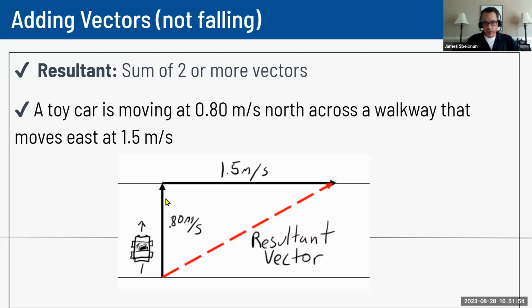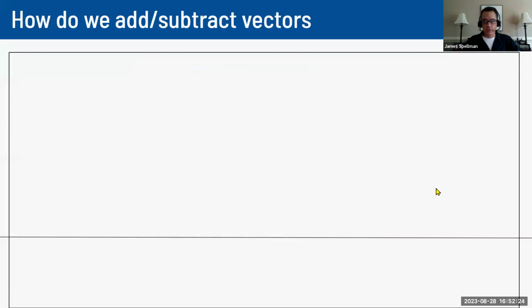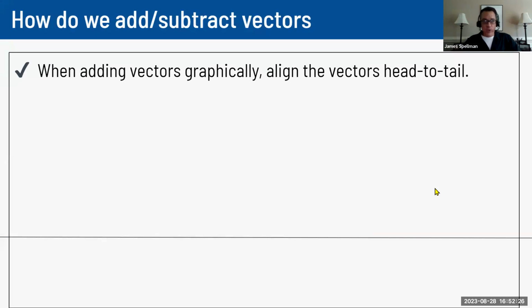And so we put these two arrows together. There's a vector to indicate the speed of the car, there's a vector indicating the speed of the walkway, and the resultant vector is the one that takes both of them into consideration. You can kind of see what happens here: the resultant vector is going to start at the very beginning, and it's going to end at the very end. I won't say it gives us a shortcut, but it's going to give us a resulting magnitude and direction that takes the other two into account. Right. So our next question is, how do we add and subtract vectors?